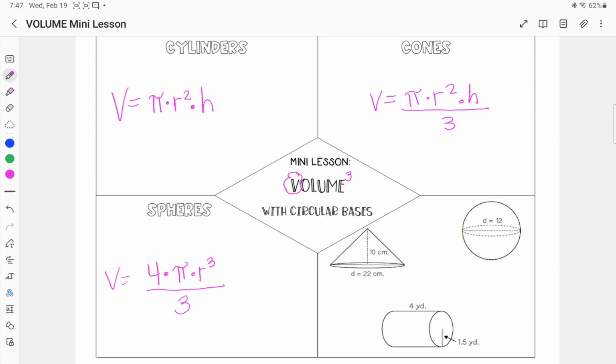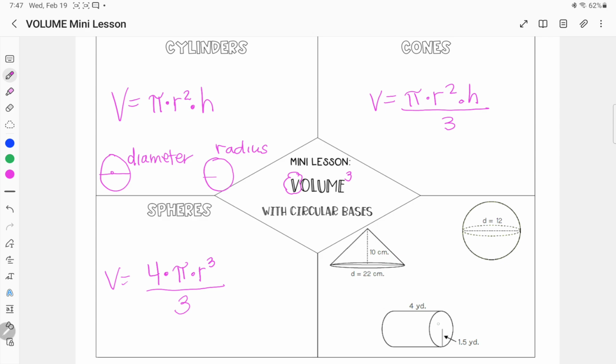So things that we should know. The diameter goes clear across the circle, okay? Your radius is only halfway. So if it gives you a diameter, you need the radius. None of these formulas require a diameter, so you're going to need the radius.